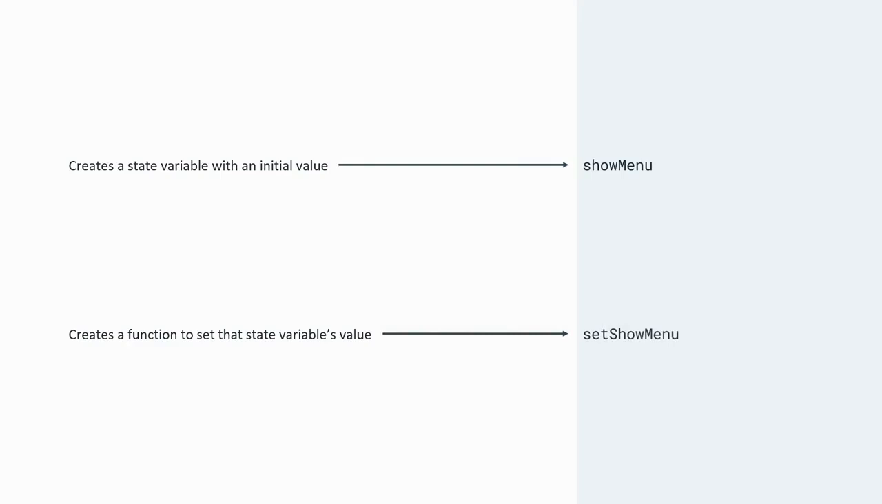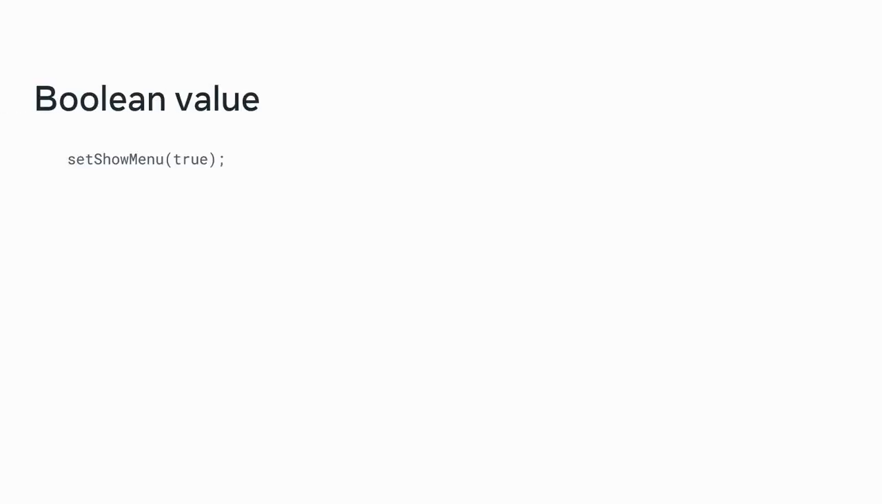So to summarize, calling the useState hook does 2 things. It creates a state variable with an initial value that represents the current state, which in this example is showMenu, and it creates a function to set that state's variable value, which in this case is setShowMenu. The function setShowMenu is used to update the value of showMenu by passing the Boolean value to it.